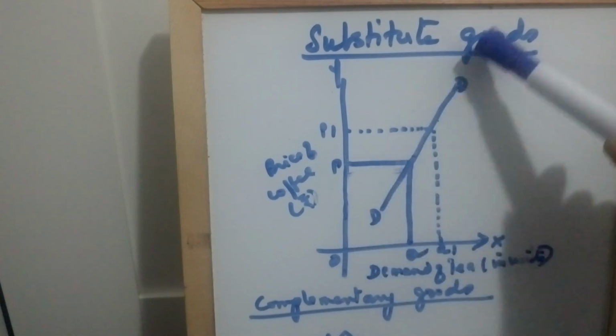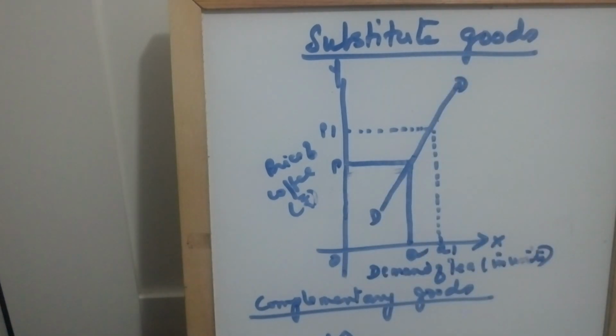You find that's a change for demand for coffee. But the demand for coffee actually decreases, and you find demand for tea increases because tea is a substitute of coffee.